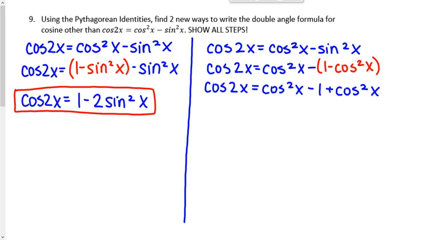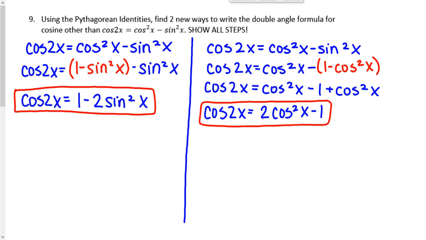Okay. Is that the simplest way to write this, or is there something else I can do? You can combine the cosine squared. I can combine the 2 cosine squareds to be this. This is your other one. So there are your 2 double angle identities for cosine other than the one that's on the formula sheet. Remember, they're not given to you because we talked about how to produce them. You just saw how to produce them again. It's on your test how to produce them.